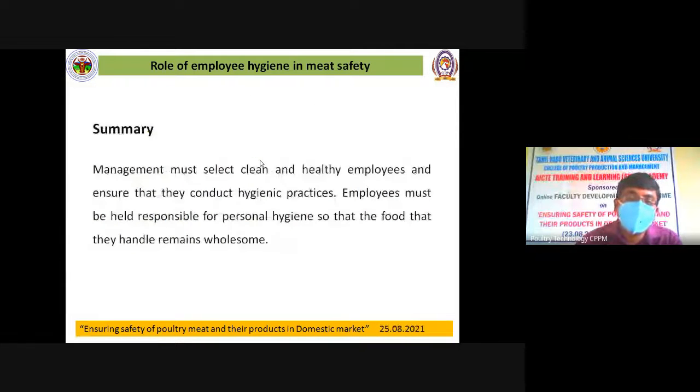And in summary, the management must select clean and healthy employees and ensure that hygienic practices are taught to the employees, and the employees must be held responsible for personal hygiene, so that the food they handle remains wholesome and the quality is maintained until it reaches the consumer.